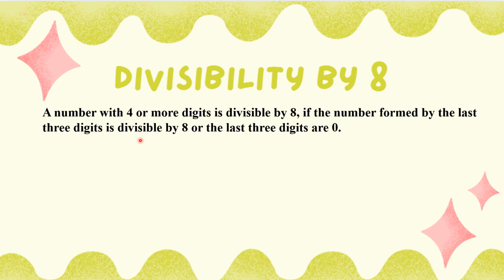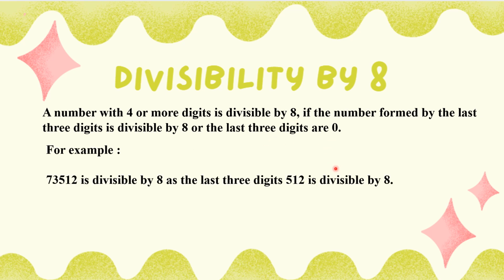Now divisibility by 8. So a number with 4 or more digits is divisible by 8 if the number formed by the last 3 digits is divisible by 8 or the last 3 digits are 0. Now this rule is somewhat similar to the divisibility rule of 4, isn't it? When it was divisibility rule of 4, you have to check the last 2 digits should be divisible by 4 or the last 2 digits should be 0. And in divisibility by 8, the last 3 digits should be divisible by 8 or the last 3 digits are 0. So let's see a few examples.